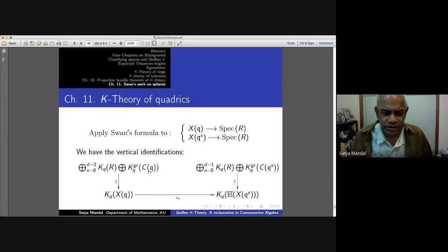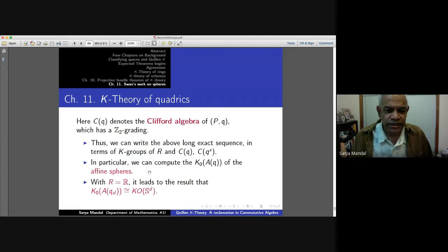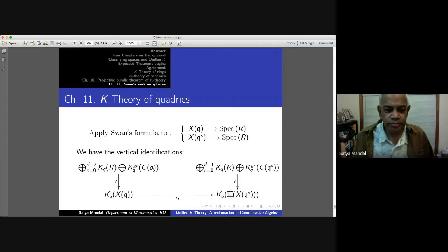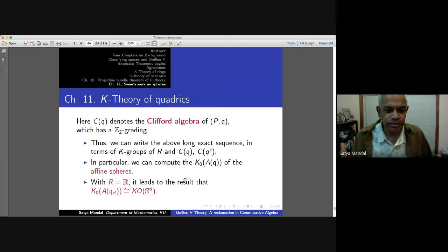I'm using this Clifford algebra. I am already 3 minutes over, so let me quickly say. So, the Clifford algebra of (P, Q). Of course I am not defining the Clifford algebra. These are finite vector spaces. In particular, by replacing these two, somehow I will write this down.